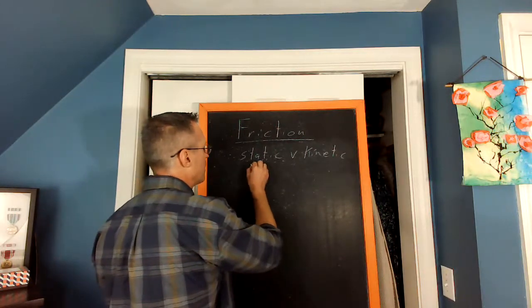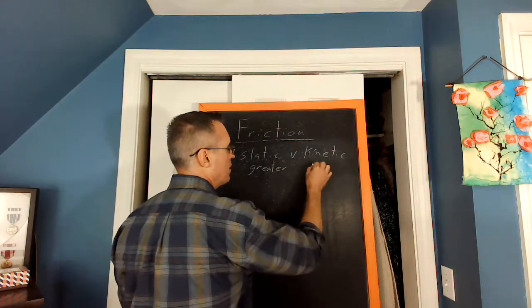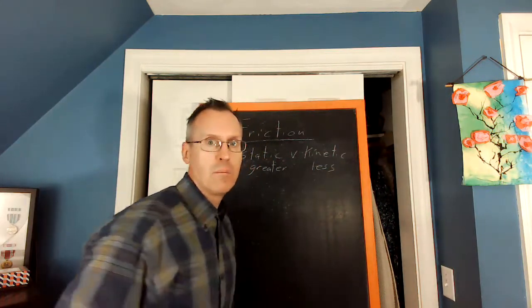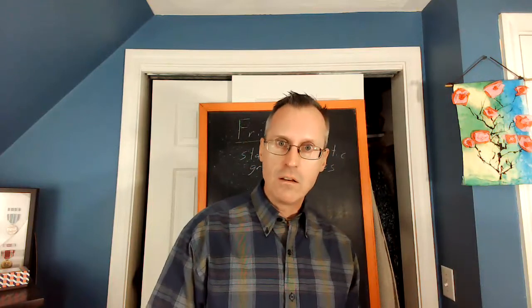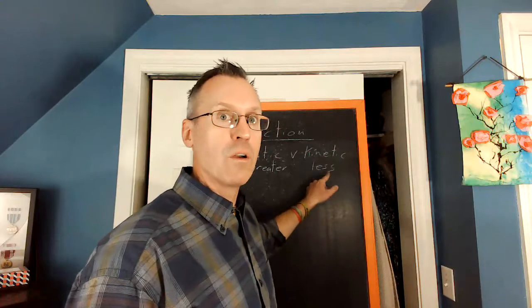In general, static is greater, and kinetic tends to be a bit less. You've experienced this if you've ever had to push something heavy, like moving furniture around. It's harder to get the object moving, because you have to break that static friction. Once the object's moving, it's a bit easier. You don't have to push as much to keep it moving, because you're working against kinetic friction, which in general tends to be less.